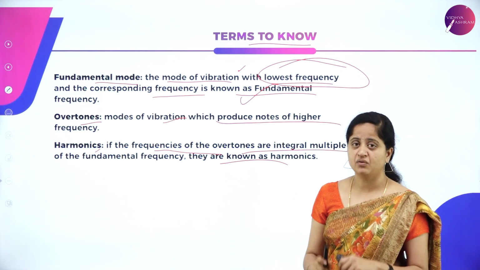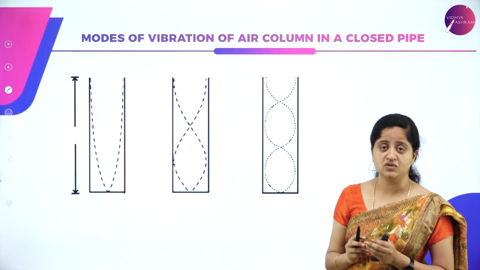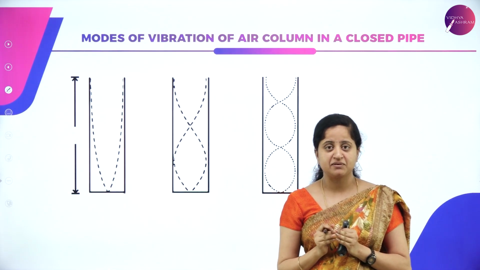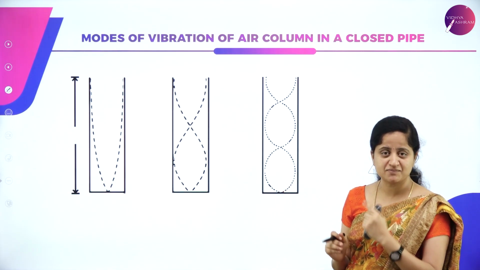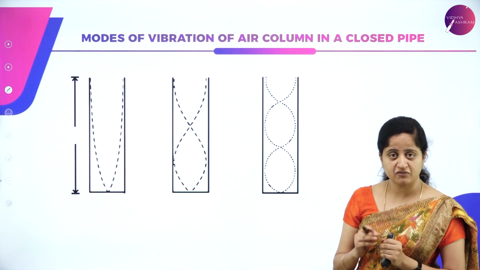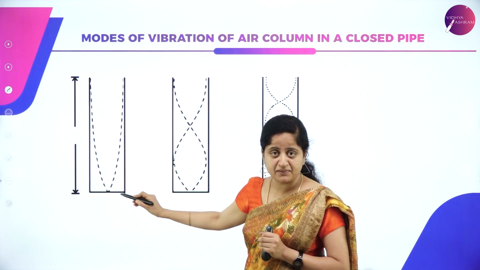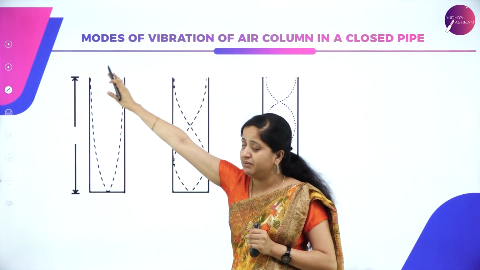So next we are going to understand the modes of vibration of an air column in a closed pipe. To study these modes of vibration in an air column, we will consider two types of pipe. One is the closed pipe, the other one is the open pipe. What's the meaning of closed pipe? You can observe here, one end of the pipe is closed and the other end will be open.